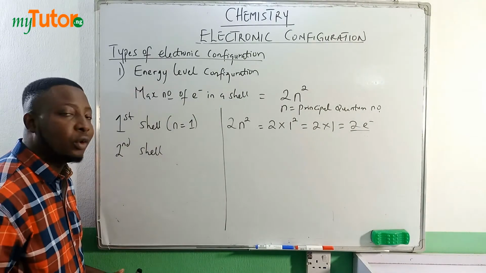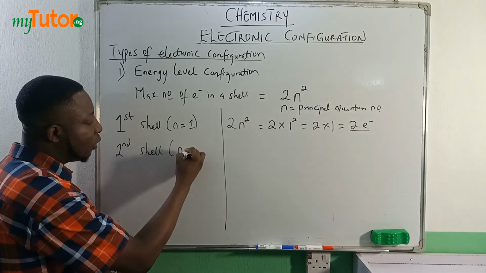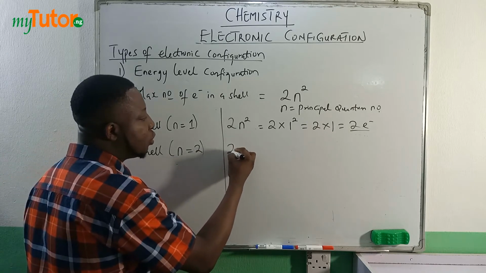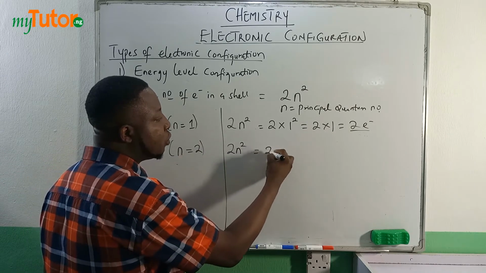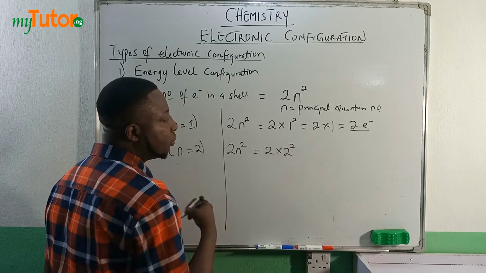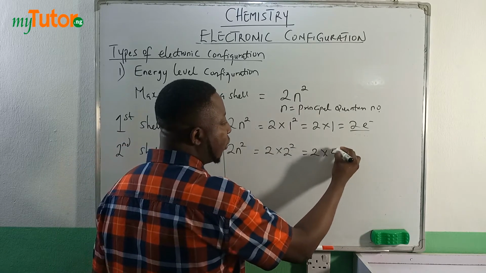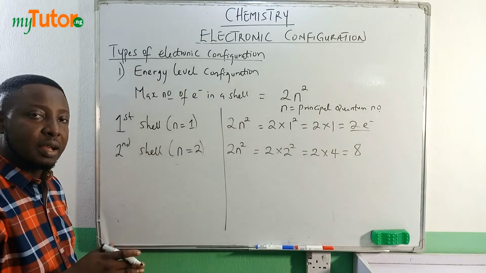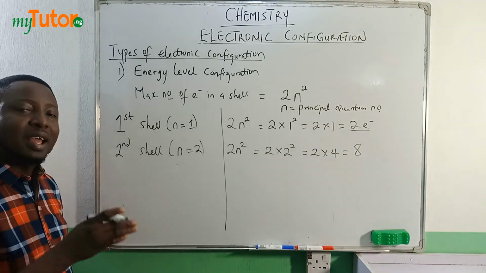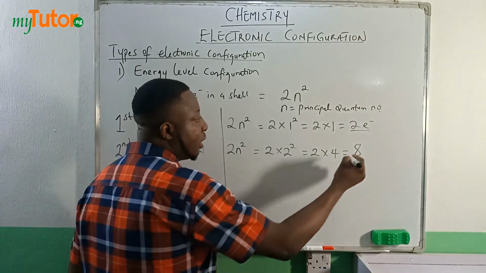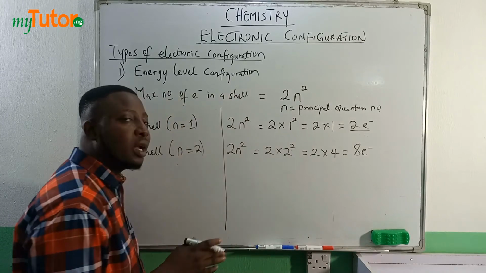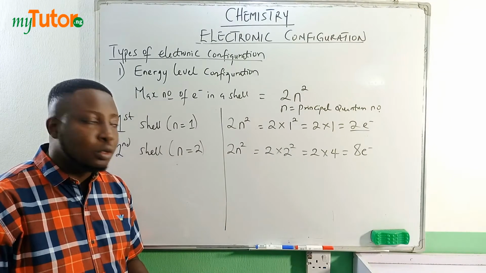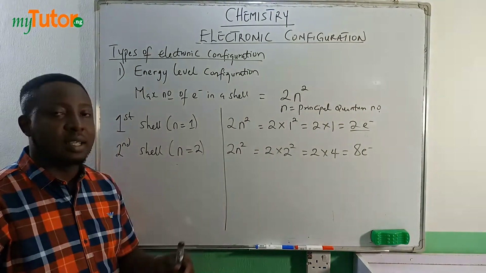The second shell has the principal quantum number n equal to 2. Now, if we use our formula, 2n², that will give us 2 times 2 raised to power 2, which will be equal to 2 times 4, which is equal to 8. So it means that the second energy level, that is the second shell, will have a maximum of 8 electrons. And that is the reason why when we are drawing an atom, the maximum number of electrons that we'll put in the second shell is 8 electrons.